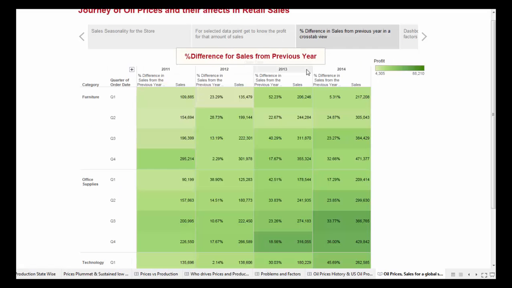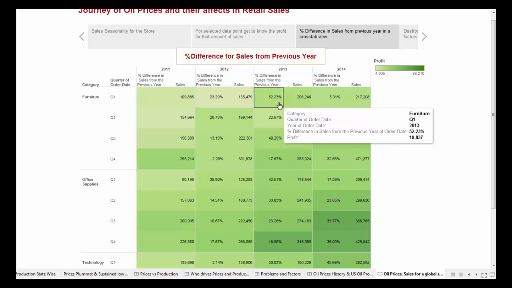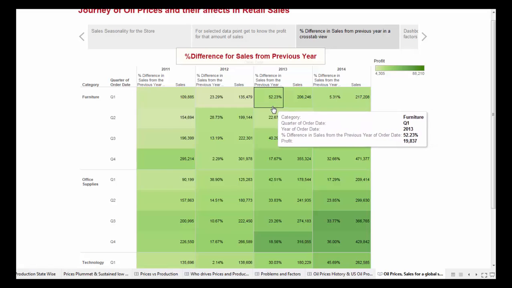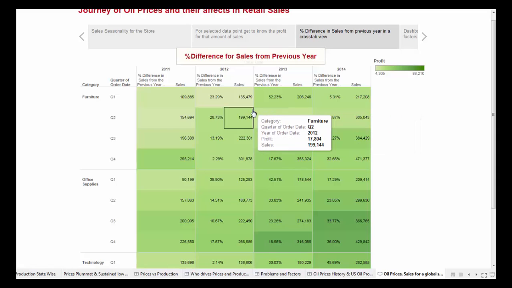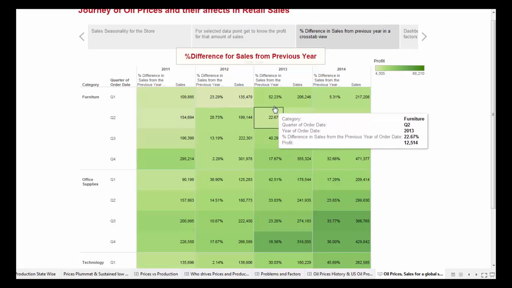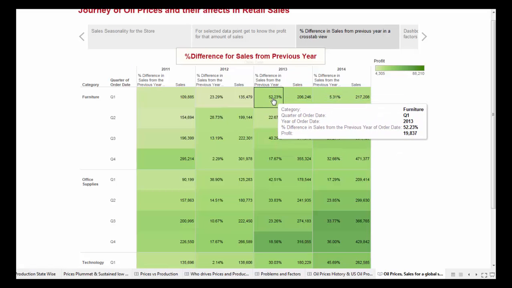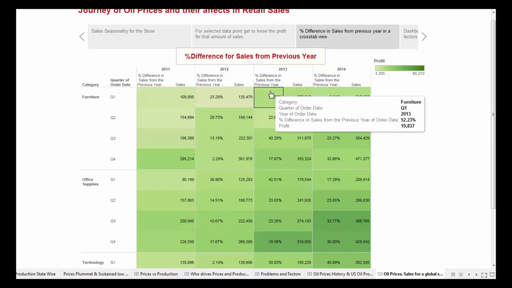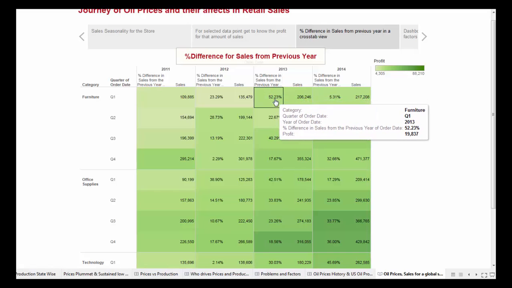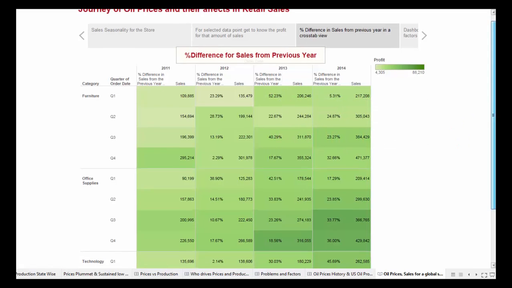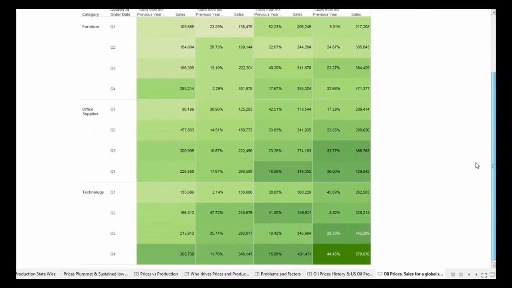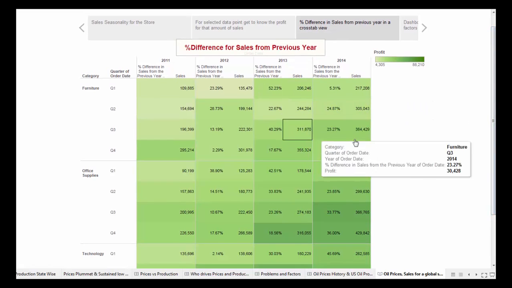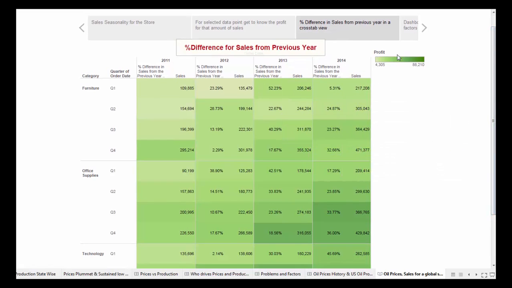In this slide, it looks like a heat map. It is giving the quarterly distribution of sales for different categories of the product. It gives the percentage difference of sales from the previous year. Example, in 2013, the percent difference from previous year is 52.23%. The green color shows the profit. The darker the green, the more the profits. So analyzing, we see that the profit for furniture is less compared to the other two categories.